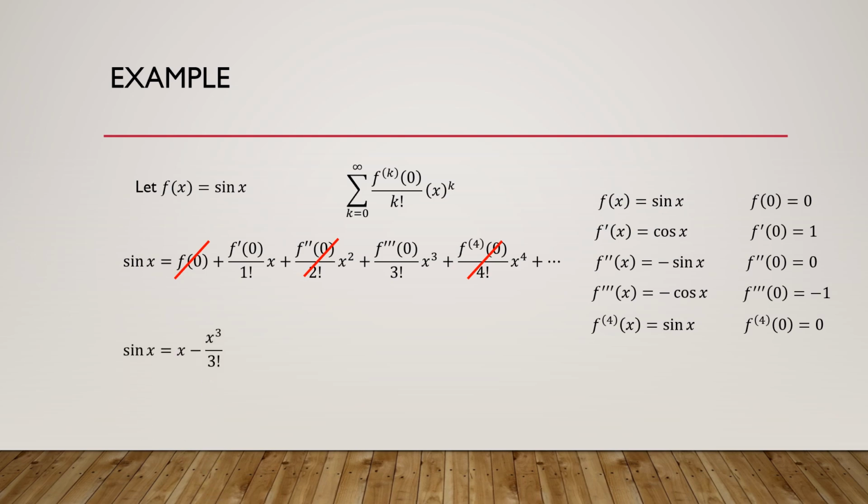Filling in our known values, we get sine x equals x minus x to the third over 3 factorial. We can then project the next two non-zero terms to be x to the fifth over 5 factorial minus x to the seventh over 7 factorial. This will give us a sum from k equals 0 to infinity of negative 1 to the k times x to the power of 2k plus 1 over 2k plus 1 factorial.